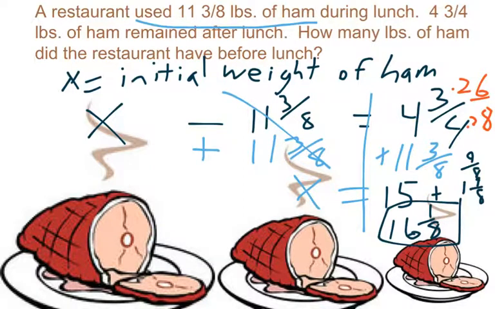So that's how much we started with: 16 1/8 pounds. We ate up 11 3/8 pounds. I say we like it's just you and me, but obviously a lot of people played into that. And then 4 3/4 were left.